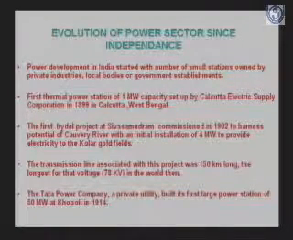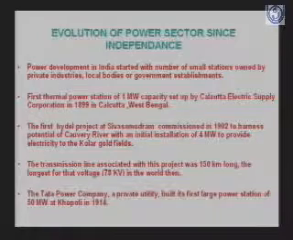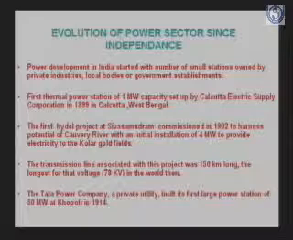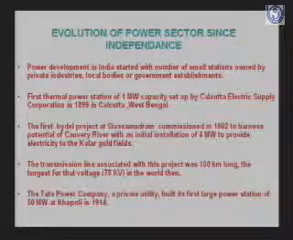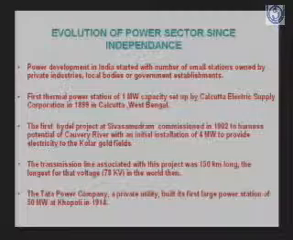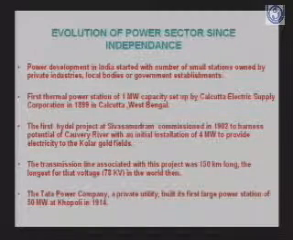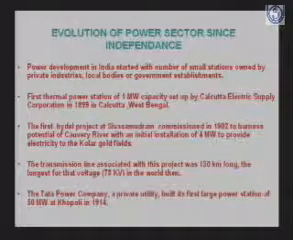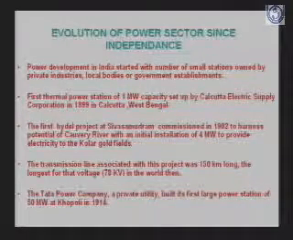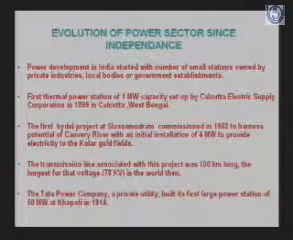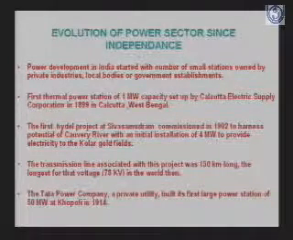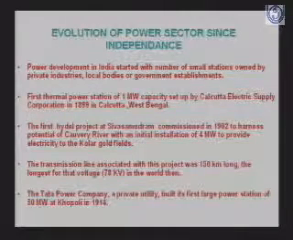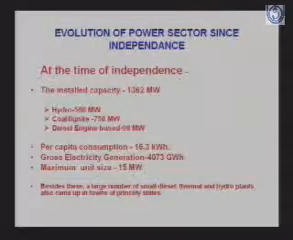Similarly, the first hydel project at Sivasamudram, commissioned in 1902 to harness the potential of the Kaveri River with an initial installation of 4 megawatt to provide electricity to Kolar gold fields. The transmission line associated with this project was 150 km long, the longest for that voltage. The voltage was 78 kV, the highest in the world then. The Tata Power Company, a private utility, built its first large power station of 50 megawatt at Khopoli in 1914. This is how the development in the power sector started.